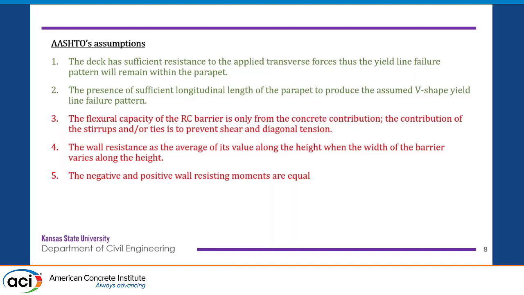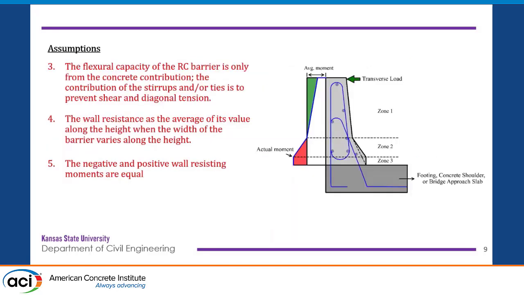The first two assumptions are reasonably acceptable. They are that the slab deck has enough strength to resist the lateral load, so the failure will happen in the parapet, and that the barrier has sufficient length so that the yield lines will develop in the parapet. However, the last three are the underestimating ones. The first is that the flexural capacity of reinforced concrete barriers comes from the concrete contribution, with no contribution coming from the steel, and this is obviously an underestimating one.